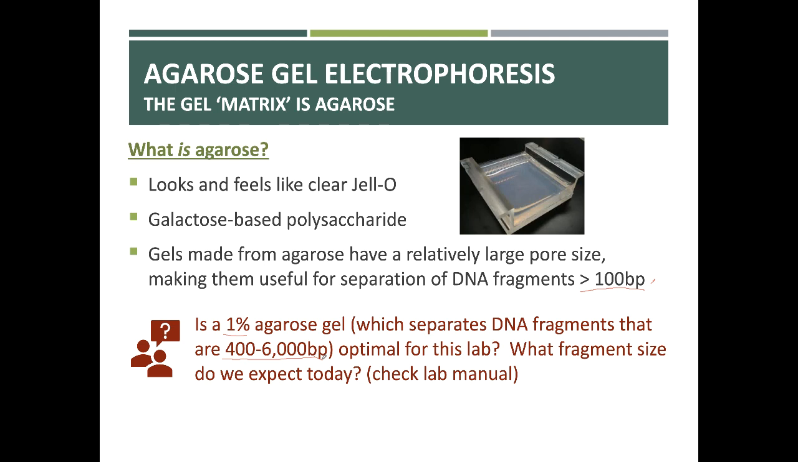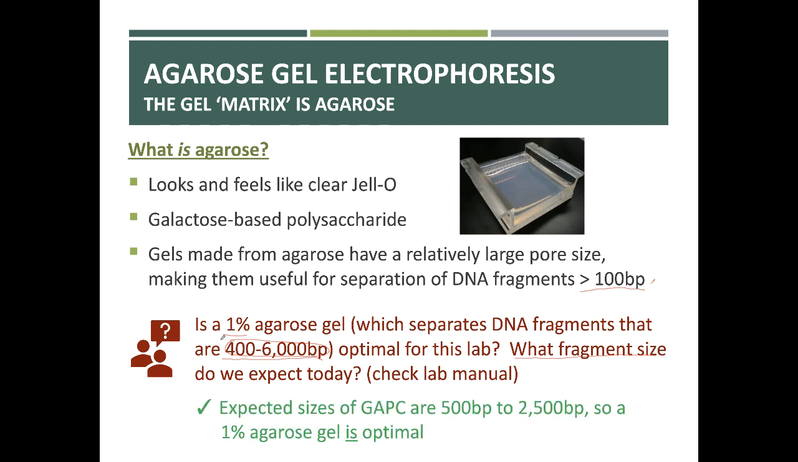And so the question is, is that optimal for this lab? To answer that question, go back to your manual and determine what the fragment size is that we expect. If the fragment size we expect is between 400 and 6,000 base pairs, then yes, this is the right percentage of gel. And the answer is that this is the right percentage to use because the typical size of the gene that we're amplifying is between 500 base pairs and 2,500 base pairs, depending upon the species it comes from. The plant ones that are most closely related to kale are around 1,000 base pairs. So this is really what we expect. Now, that doesn't mean that's what we're going to see. Just using the evidence we have at hand, we would expect kale to be 1,000 base pairs.